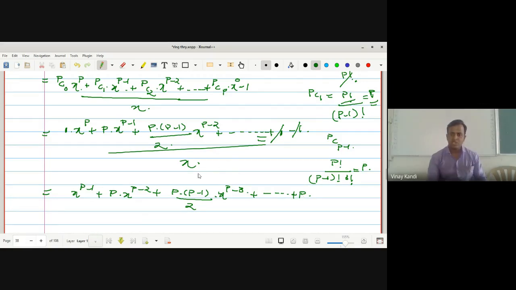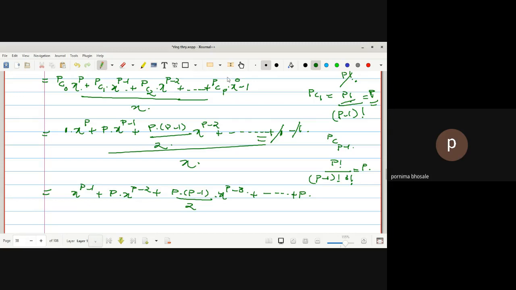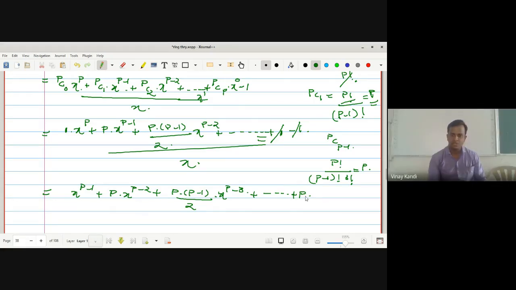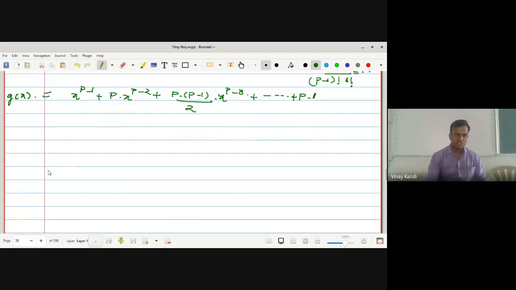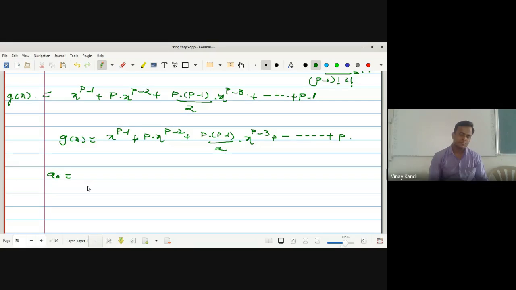And after dividing by x, what will happen there? The x will come here, x raised to 1 somewhere, then this x will cancel and only 1 remains. So this is the g of x. That is, g of x is equal to x raised to p minus 1 plus p into x raised to p minus 2 plus p into p minus 1 divided by 2 into x raised to p minus 3, and so on, and this is p. Now look here. What is a naught? p, and so on. What will a n be? What is a n?